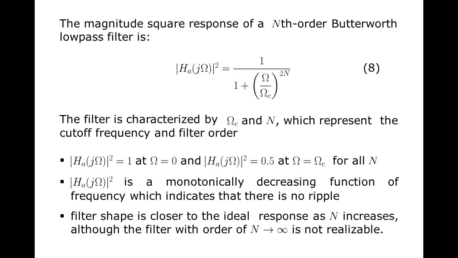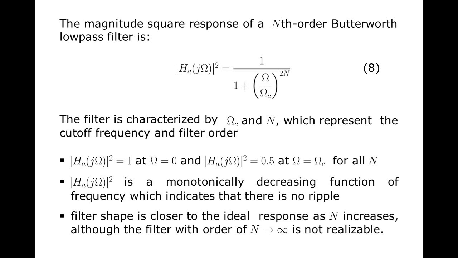So the magnitude square response of the nth order Butterworth filter we had already studied. The absolute value of H of j ohm square is equal to 1 upon 1 plus, in a bracket, ohm upon ohm c raised to 2n. The filter is characterized by ohm c and n, which represent the cutoff frequency and filter order. So H of j ohm square equals 1 at ohm equal to 0, and H of j ohm square equals 0.5 at ohm equal to ohm c for all n.